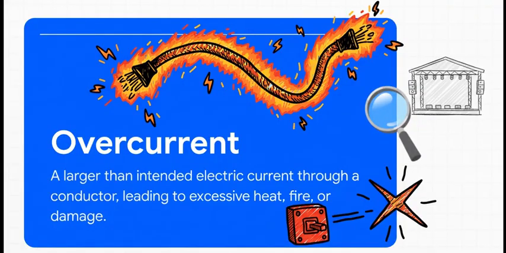And here's the culprit. The technical name for our show-stopping villain is overcurrent. And what is that? Well, basically it's just too much juice trying to squeeze through a wire that can't handle it. This creates a ton of heat, and that's exactly what things like circuit breakers are designed to stop, by shutting everything down before things catch fire or get damaged.